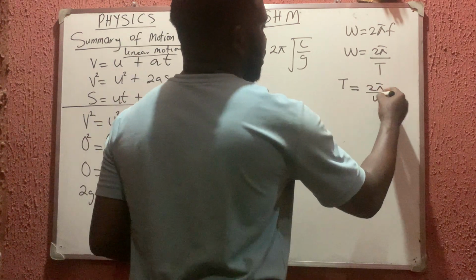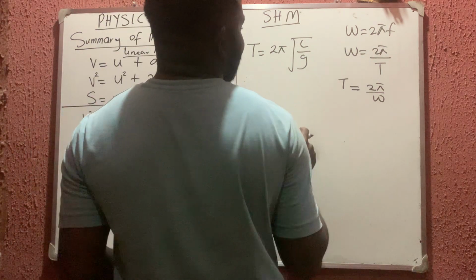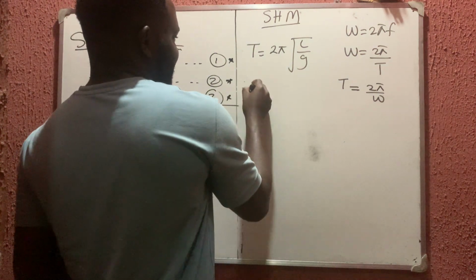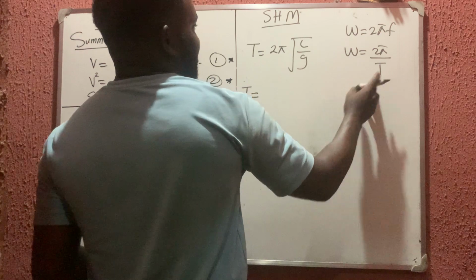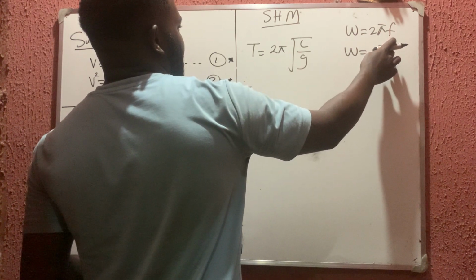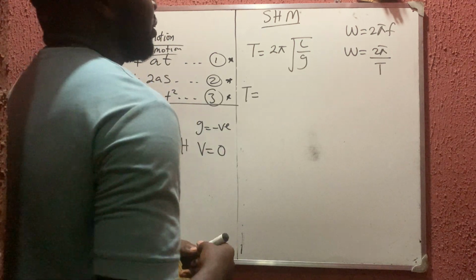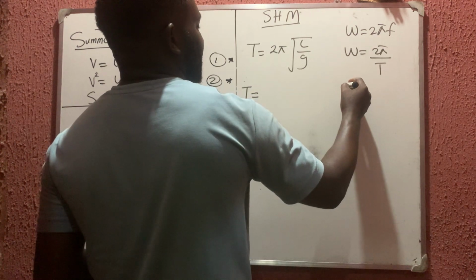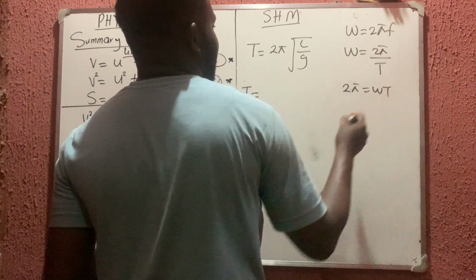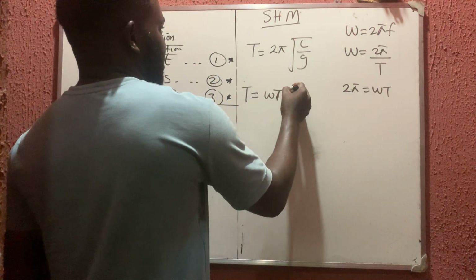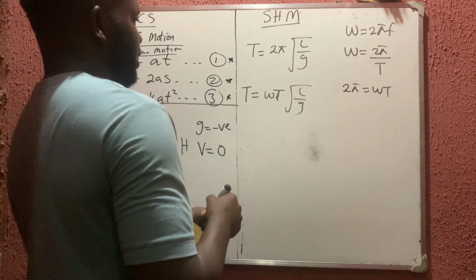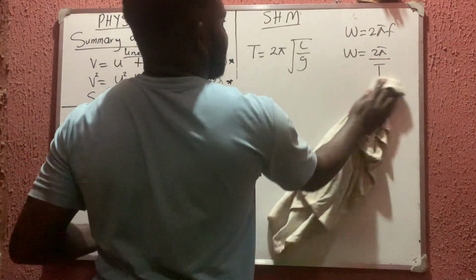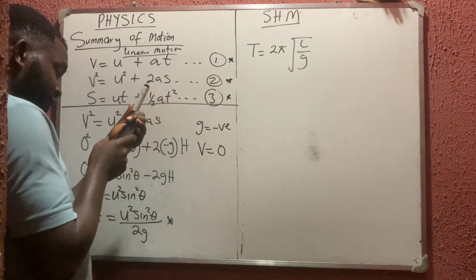T will now be 2 pi over omega. Okay, I want to bring in omega here. So how do we bring in omega there? 2 pi is equal to omega T. If you put omega T, the square root of L over G. So what do we have? I'm trying to get something, but I'm mixing it up.